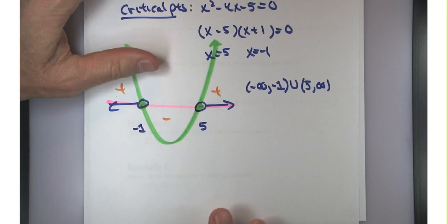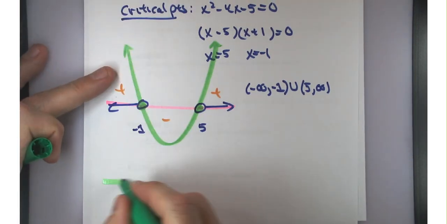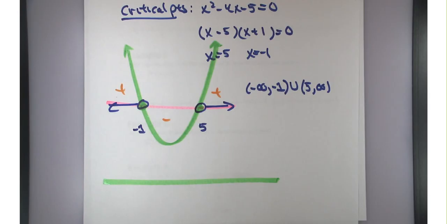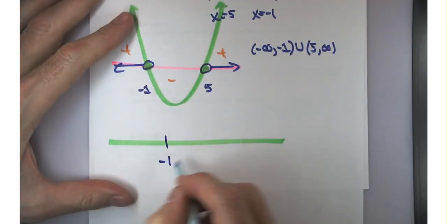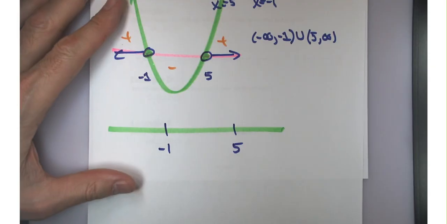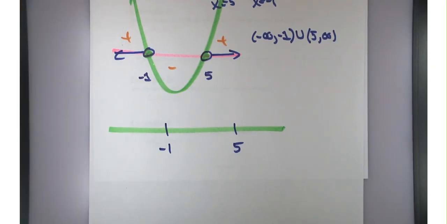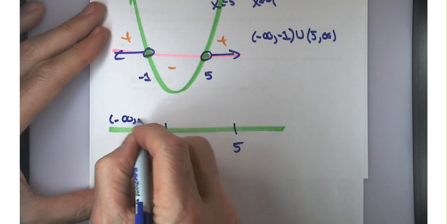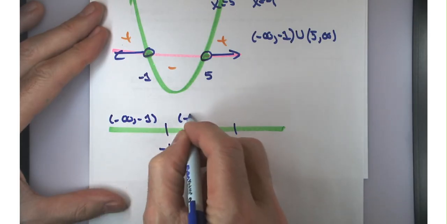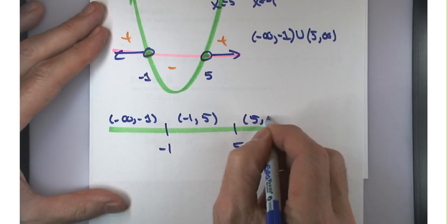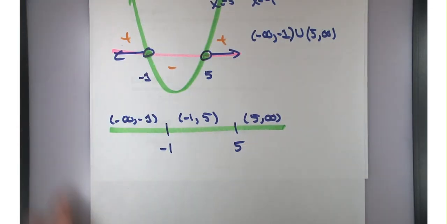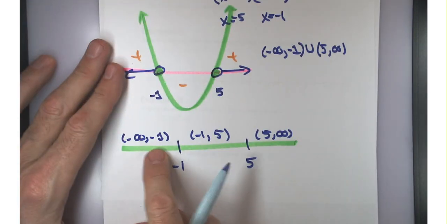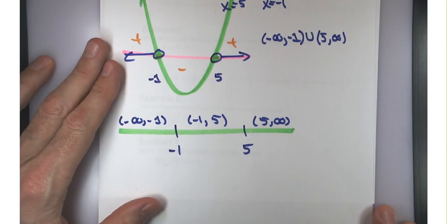So I'm just going to draw a number line again. I'm not going to worry about the graph. I'm going to put my points on the number line. This number line gives us certain intervals. What are those intervals? Well, those intervals are going to be negative infinity to negative 1, negative 1 to 5, and 5 to infinity. What we're going to do is test points in this expression and see where they're positive and see where they're negative. And then we'll just choose the positive intervals.